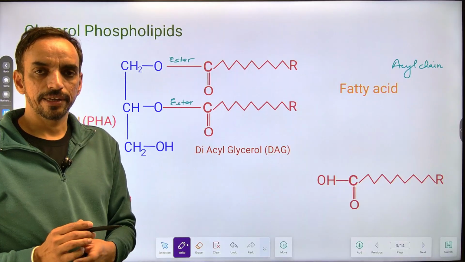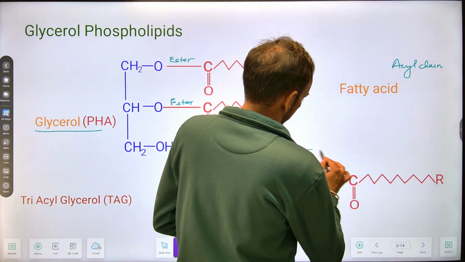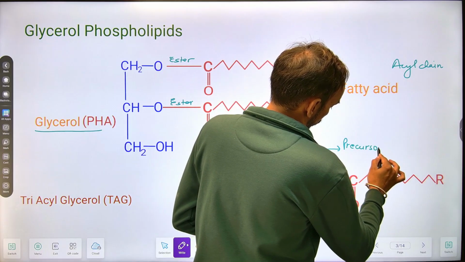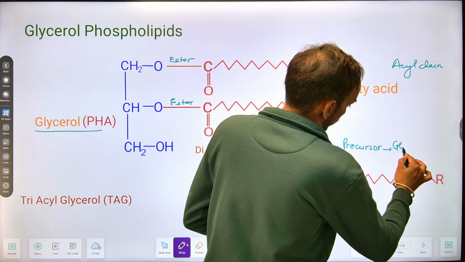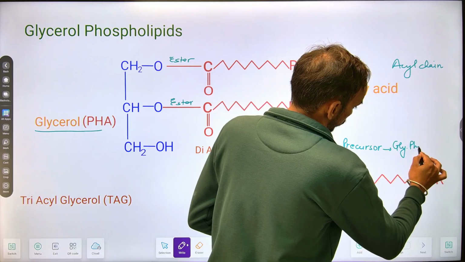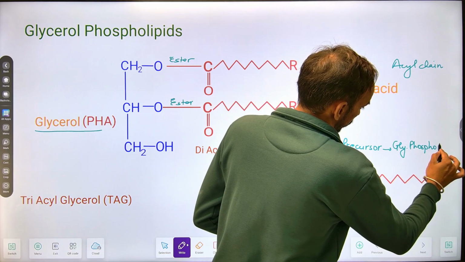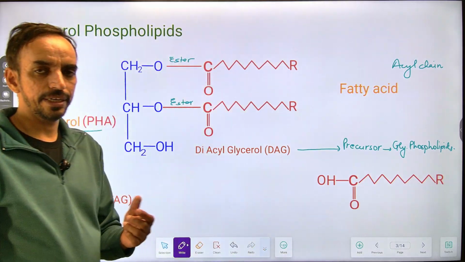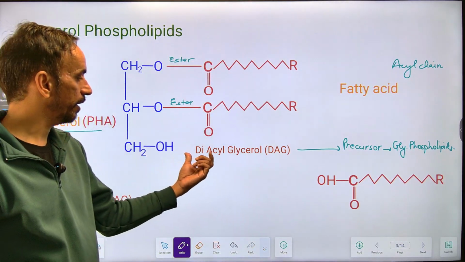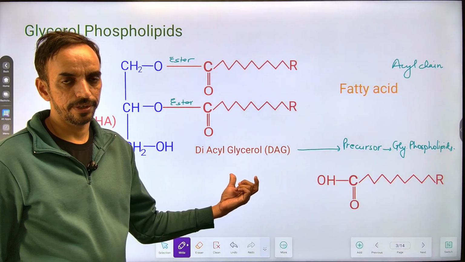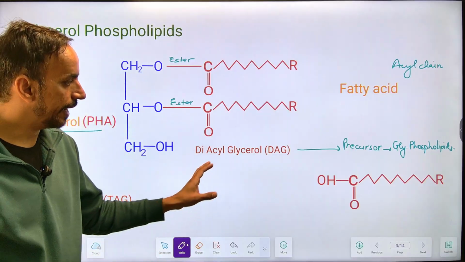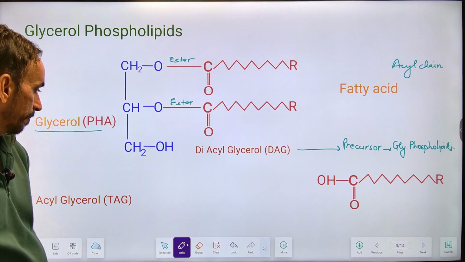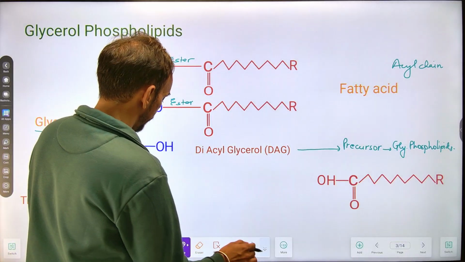Now this diacyl glycerol will act like a precursor for all the glycerol phospholipids. तो जितने भी ग्लिसरॉल फॉस्फोलिपिड्स बनेंगे उनके जो प्रिकर्सर हैं वो क्या रहेगा, डाइएसाइल ग्लिसरॉल रहेगा. इसी से उनका फॉर्मेशन होगा. So it will act as a precursor for all the glycerol phospholipids, that is diacyl glycerol. तो इसको भी हटा लेते हैं अपन.